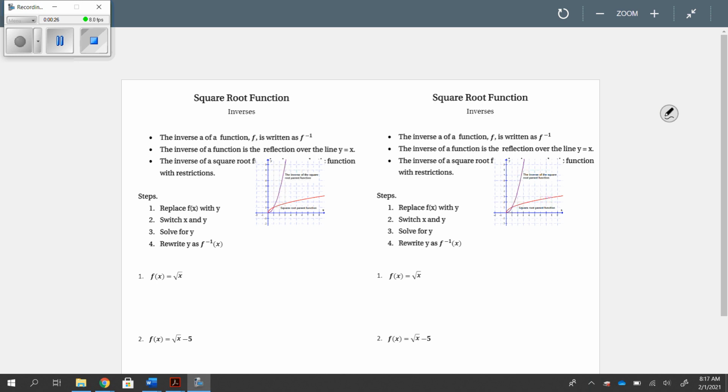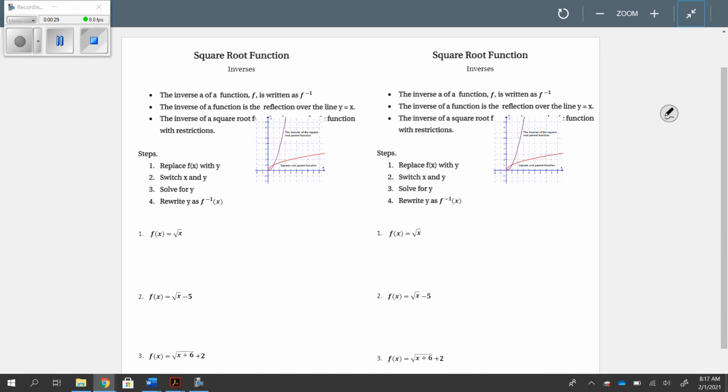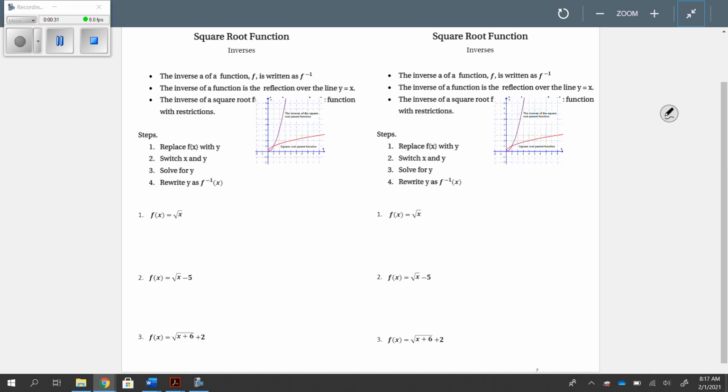These are the steps. We did this for linear and parabolas, I think. Okay? It's literally the same steps. It might sound familiar. It should sound familiar. Step 1, replace f of x with y. Step 2, switch x and y. Remember when we're doing inverse tables and I said you switch x and y? You do the same thing. Then it says solve for y. And then rewrite y as f of negative 1 x.